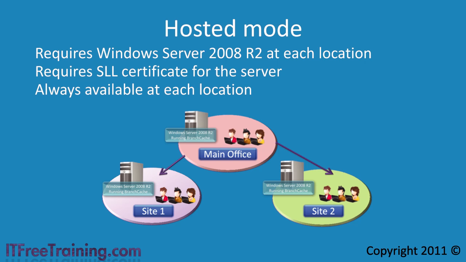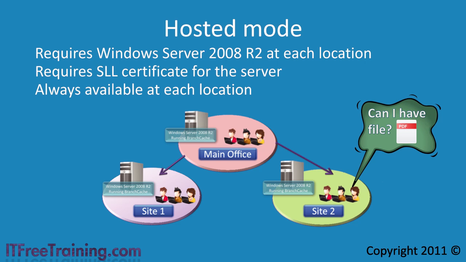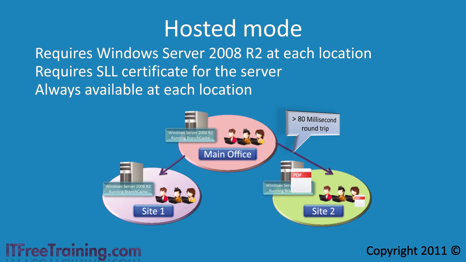The way hosted mode works is like this. When a client attempts to access a file across the wide area network, the round trip is calculated. If it is greater than the default 80 milliseconds, that is, the time taken from the client computer to the WAN to the server and back again, the file is automatically cached with BranchCache. If another computer on the local network now attempts to access the same file across the wide area network, the client can instead access the file from the cache on the local server.